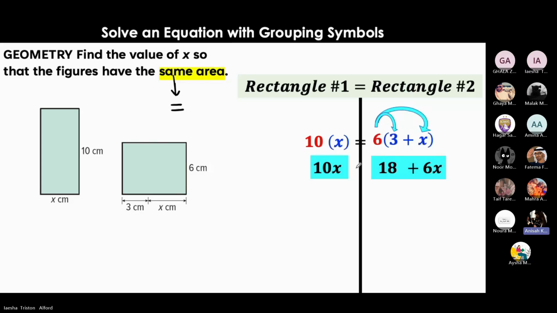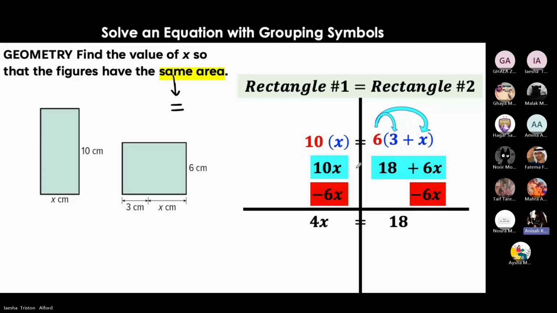Okay. Then we have two variables as the same. We will take the smallest number, so negative 6x both sides. Correct. Then here 10, then divide for both sides. Divide for both sides. Correct. So we get x is equal to 4.5. Done.